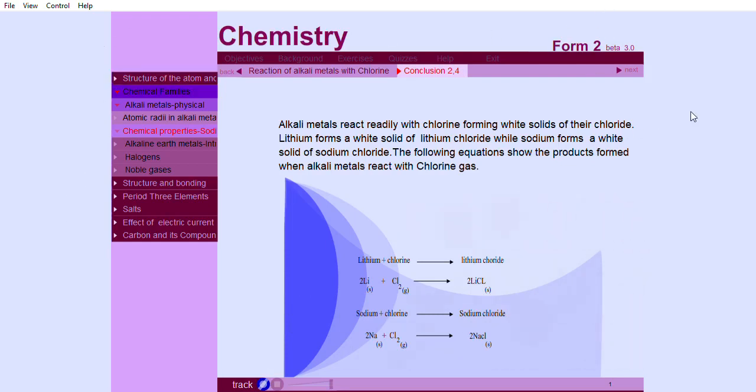Lithium forms a white solid of lithium chloride, while sodium forms a white solid of sodium chloride.